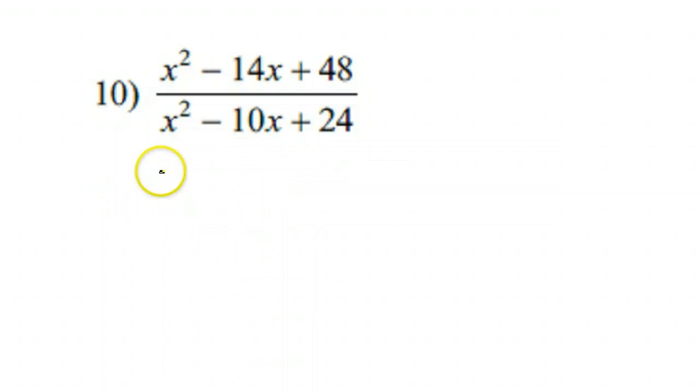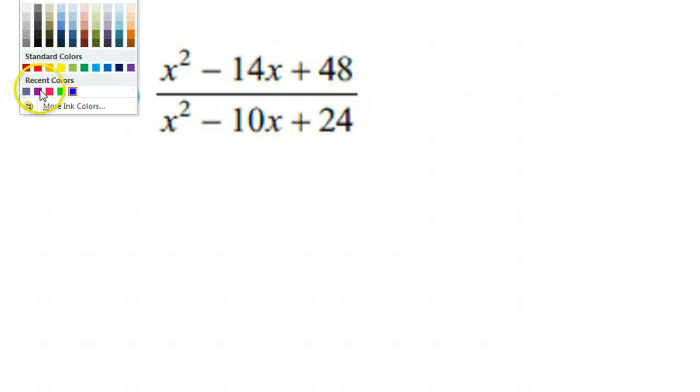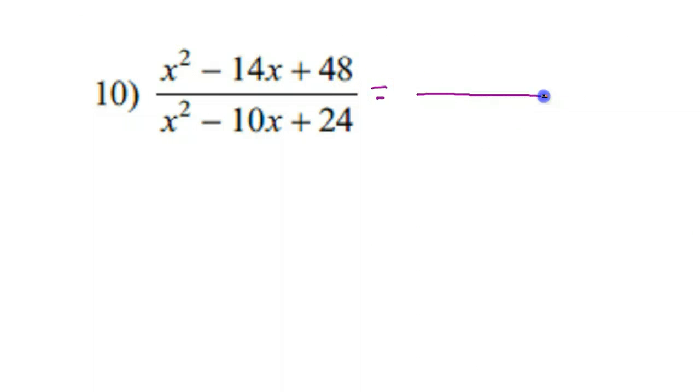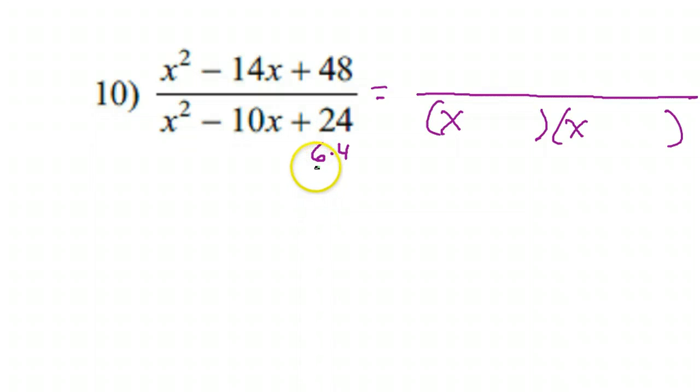Let's factor. x squared is x times x. 24 could be 6 times 4 or 4 times 6, which is the same thing. It could be 4 times 6 or 2 times 12 or 1 times 24. Oh, I left out the 3, or 3 times 8. I knew I was missing something.